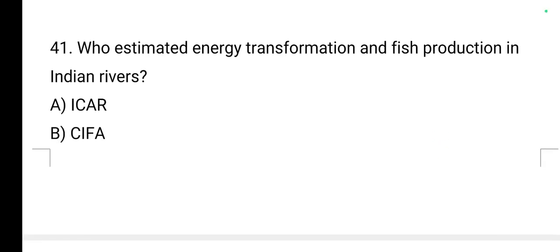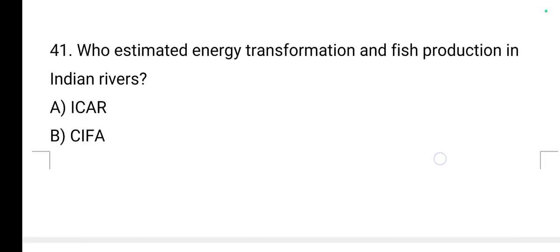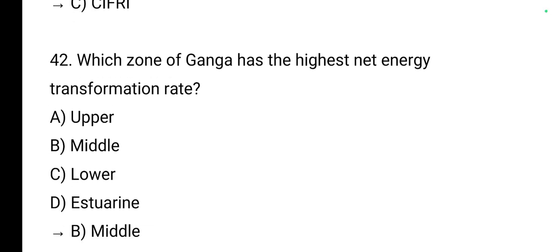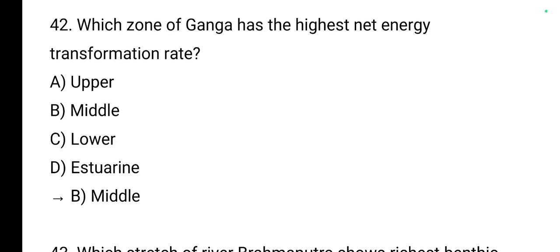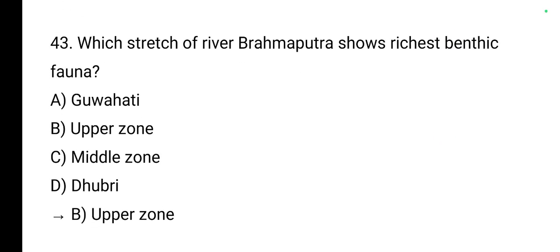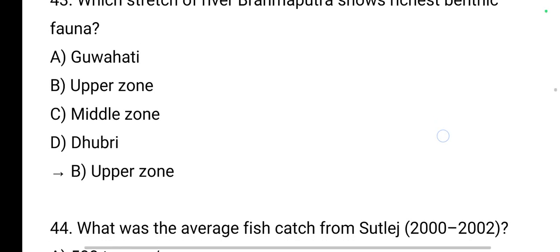Which institute estimated energy transformation and fish production in Indian rivers? So the answer will be CIFRI. Which zone of Ganga has the highest net energy transformation rate? So it is middle zone. Which stretch of river Brahmaputra shows richest benthic fauna? So it is upper zone.